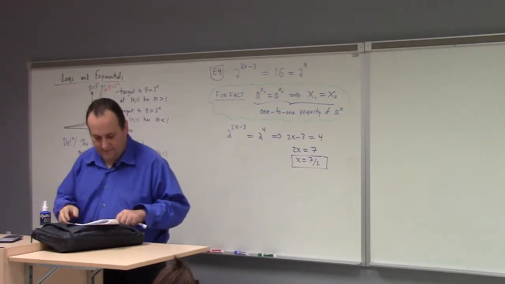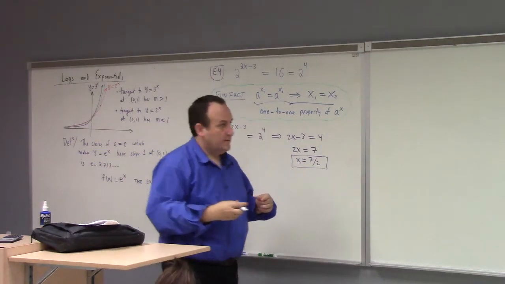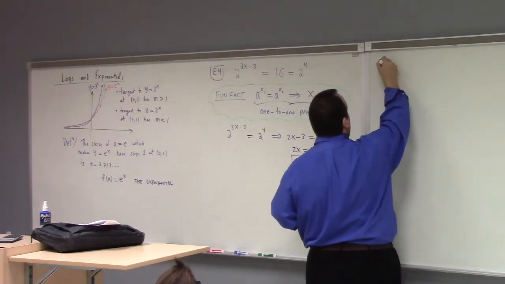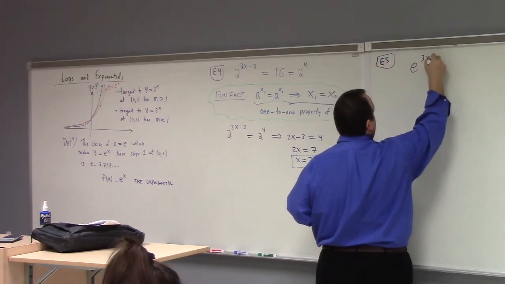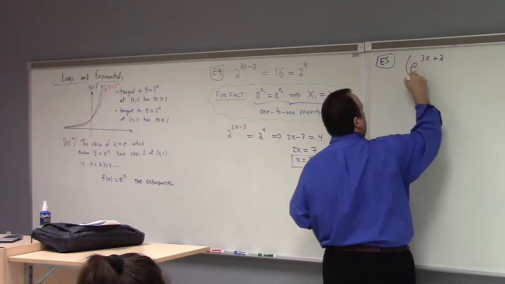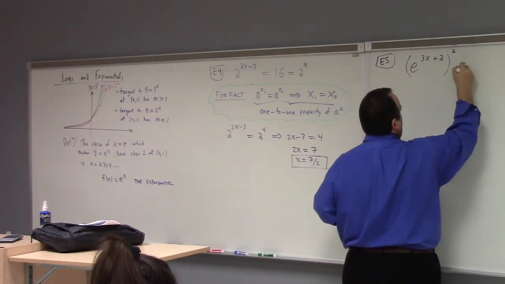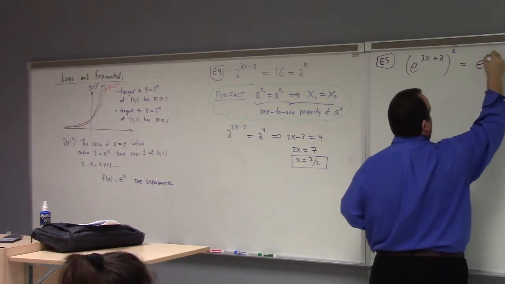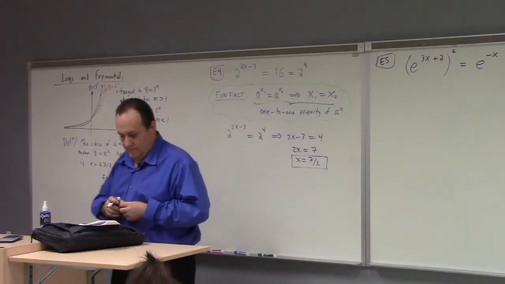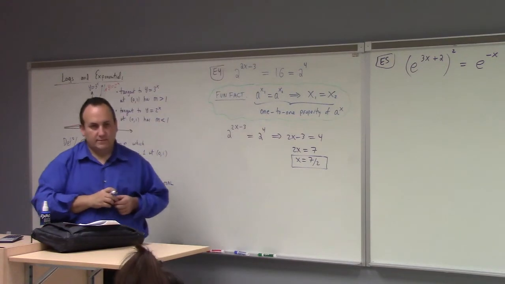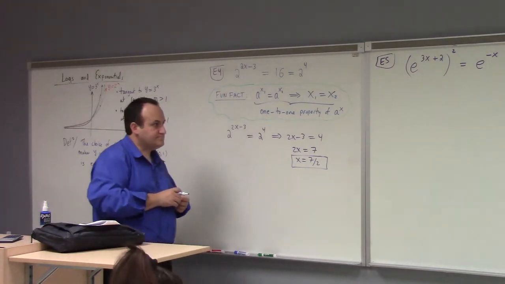What if we were up against example 5: e to the 3x plus 2, squared, equals e to the minus x. How would you solve this?